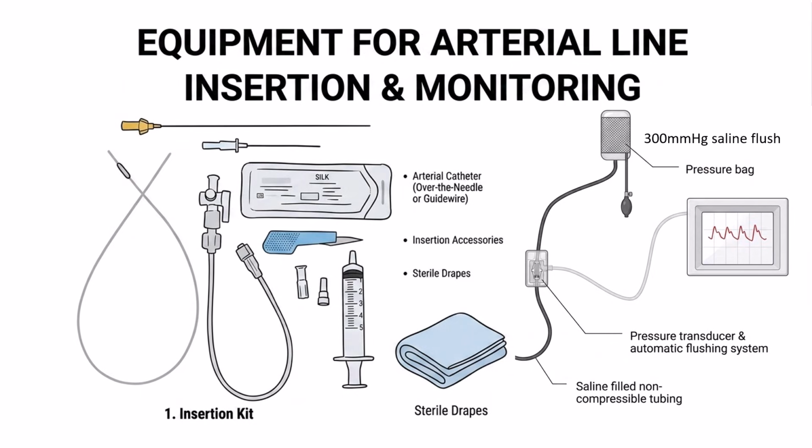The pressure monitoring system should also be prepared in advance, consisting of pressure tubing connected to a transducer and a saline flush bag pressurized to 300 mm of mercury. This continuous slow flush prevents blood from backing up into the tubing and helps maintain catheter patency.